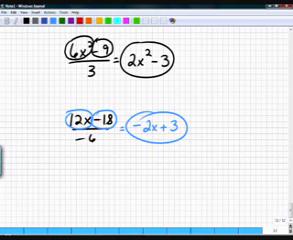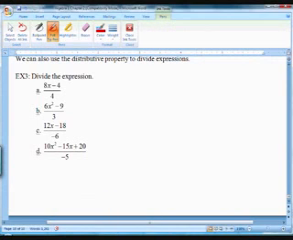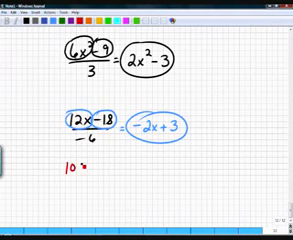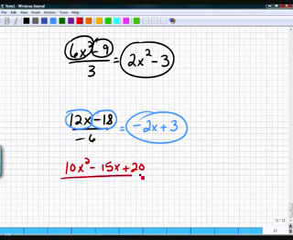Maybe if I just change colors constantly, it'd keep people awake a little bit better.